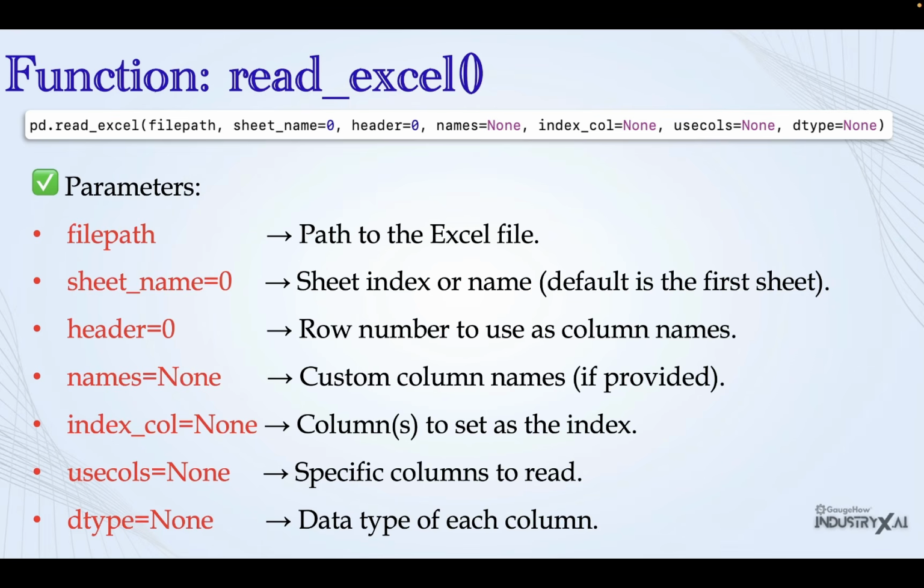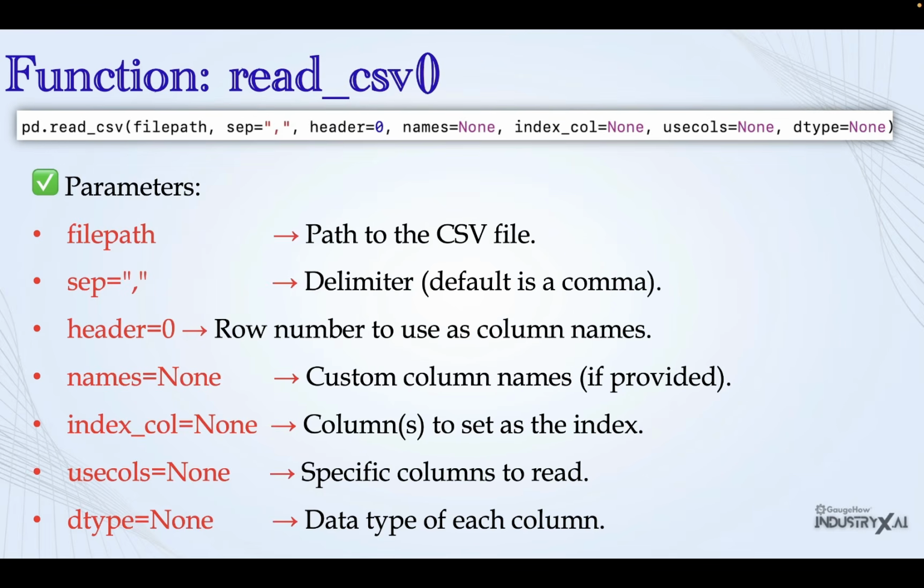Now let's understand how to read data from a CSV file into pandas. For that, the functionality available is read_csv. Within its arguments, first we can pass the path to the CSV file, then the separator, which is the delimiter, and by default it is the comma. Next we can pass the header, that is equal to the row number which we want to use for the column names. Then to assign custom column names, we can assign the value names equal to any required name.